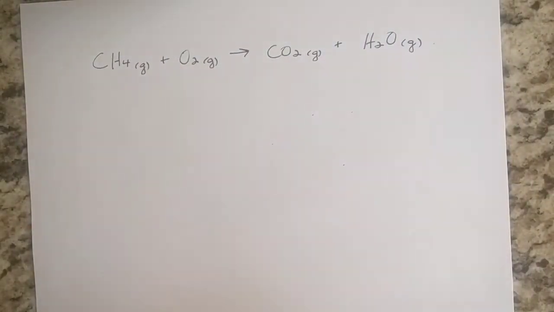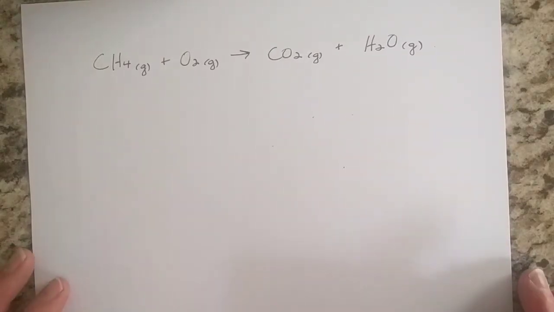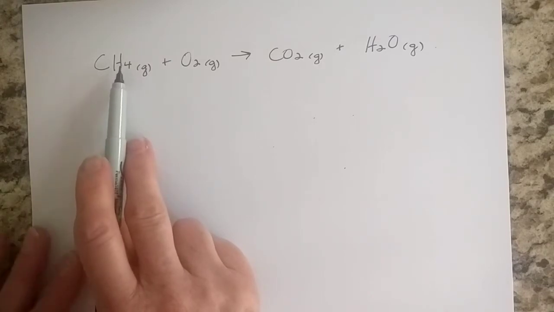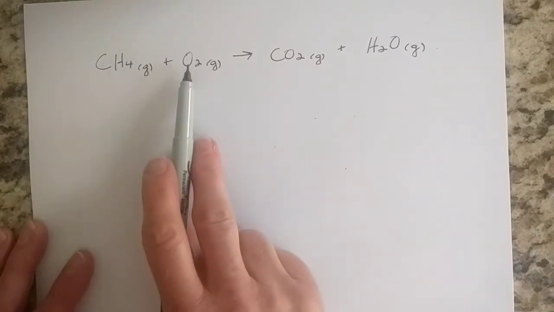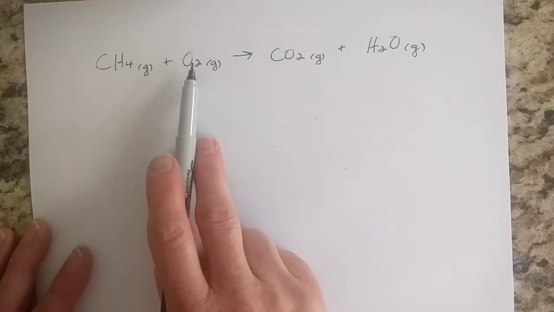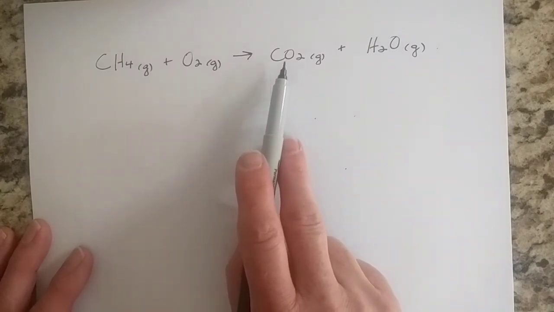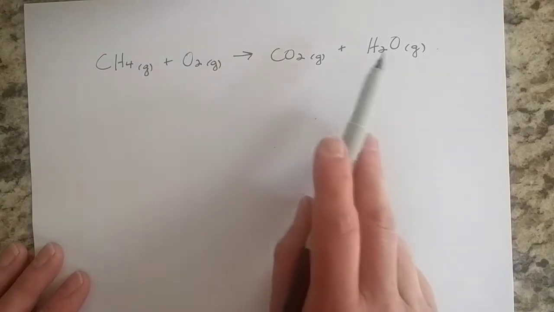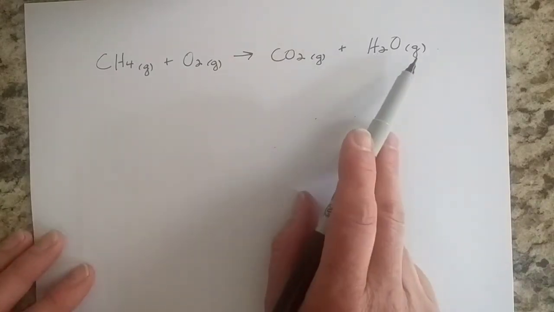Okay, so here we have our Bunsen-Burner reaction. So CH4, this is methane gas or Bunsen-Burner fuel. It combines with the oxygen in the atmosphere. We get it going with the butane lighter, and our products, when we have that good, nice blue flame, are carbon dioxide gas and water vapor.